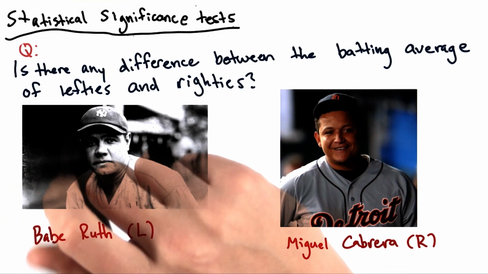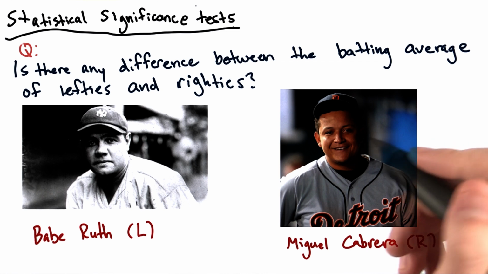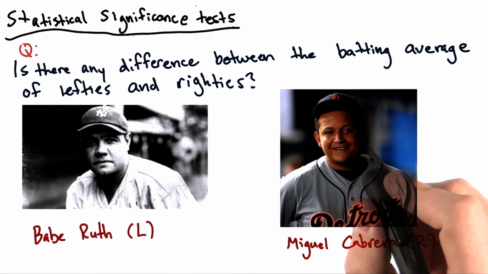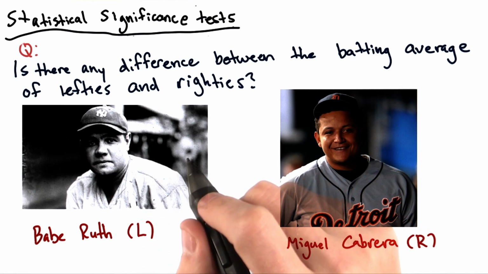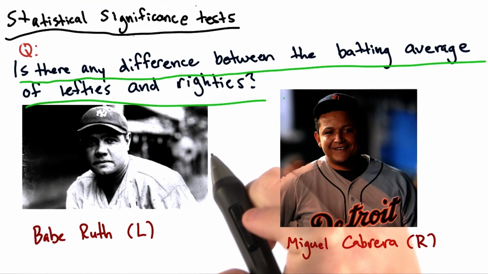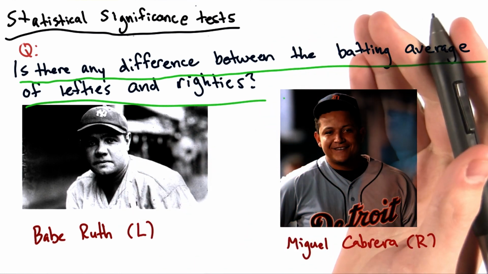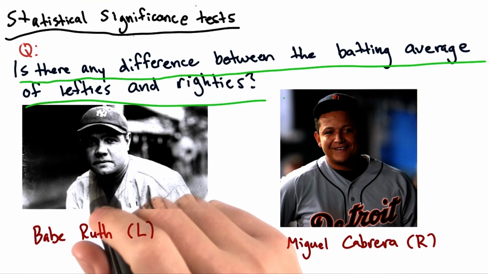Let's say that we wanted to compare the batting averages of left-handed and right-handed hitters in Major League Baseball. So we're curious in answering the question, is there any difference between the batting averages of lefties and righties? We could just look at the data and try to answer this question without a significance test, but then we couldn't really trust our answer very much.